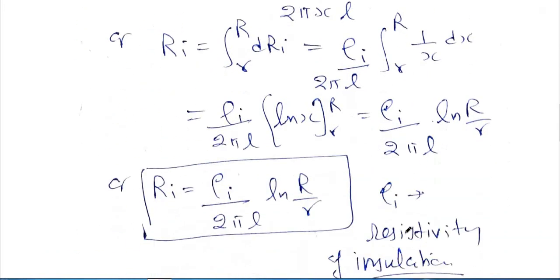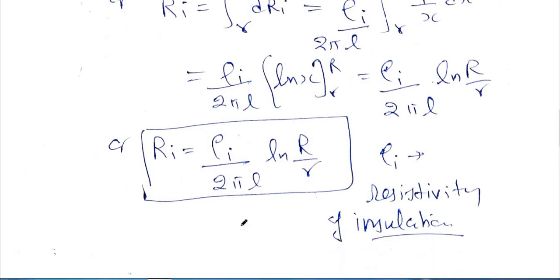So it is rho I upon 2 pi L times ln of capital R upon small r, and this is a very important formula: rho I upon 2 pi L ln R by r, where rho I is the resistivity of insulation, L is the length of the cable, small r is the inner radius, meaning the conductor radius, and capital R is the overall outer radius.